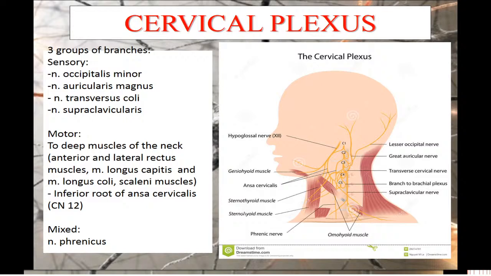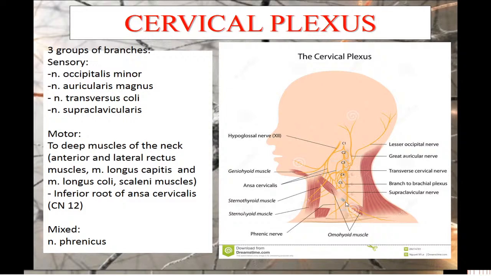One of the motor branches is represented by the inferior root of the ansa cervicalis. Ansa cervicalis can be translated as the cervical loop. This structure is formed by motor fibers from the cervical plexus and also motor fibers of the hypoglossal nerve. The hypoglossal nerve gives off the superior root and the cervical plexus gives the inferior root of the ansa cervicalis. This ansa cervicalis supplies the muscles located below the hyoid bone.